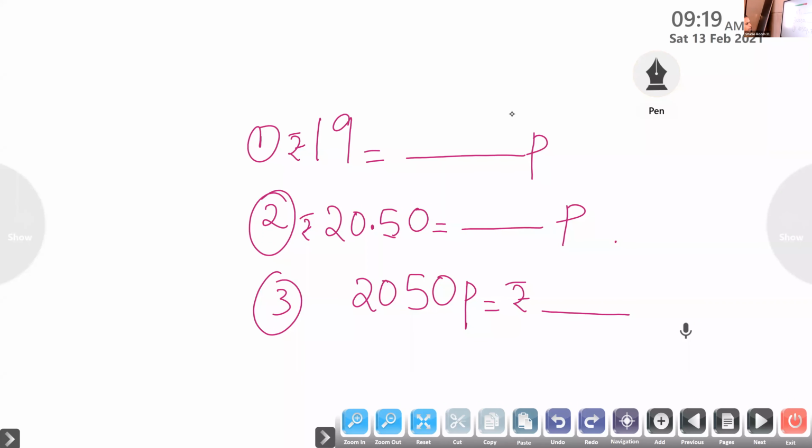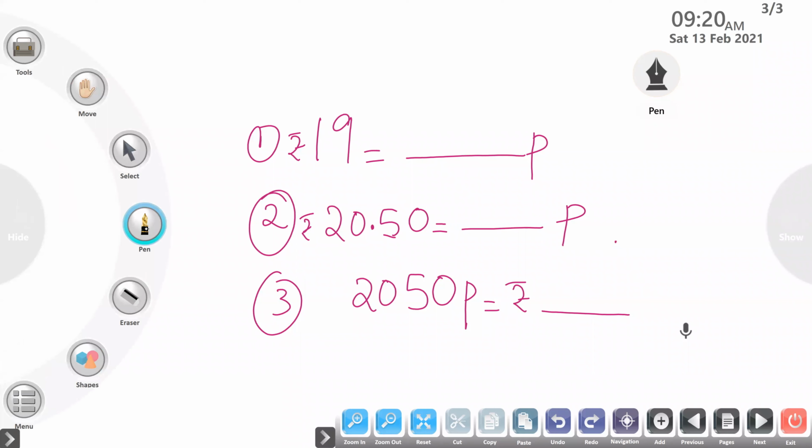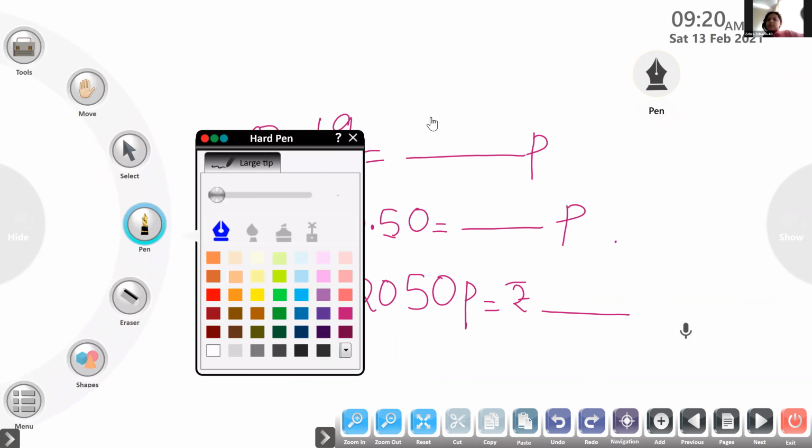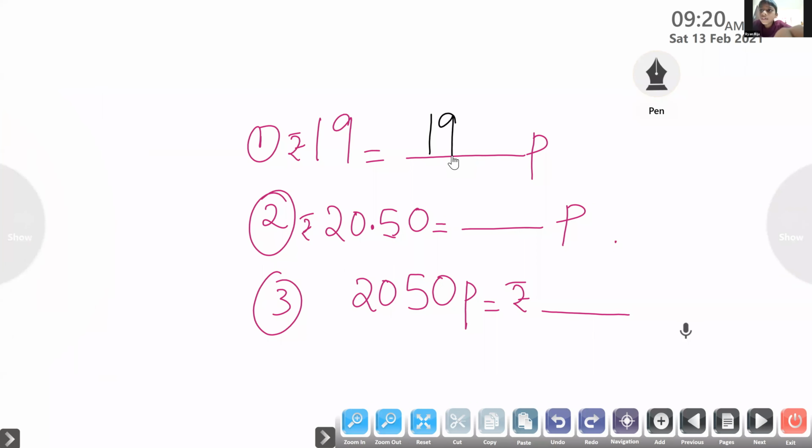Okay, so children, 19 rupees. Who can tell me the answer? Write the number. How many zeros? 1900. Very good. Write the same number, 19. Then how many zeros? Just add 2 zeros. Okay. So question number 2.